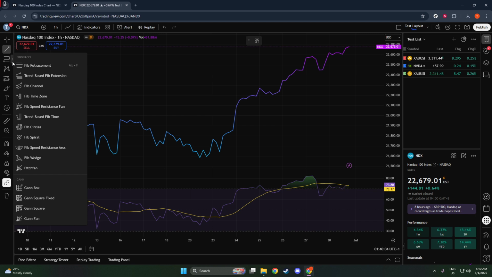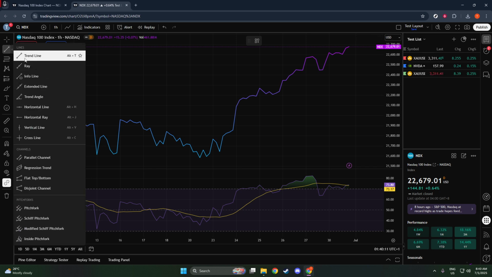Change their style, color, and thickness to suit your visual preference. And, if you find a style you really like, create a drawing template to ensure consistent presentations across different charts.